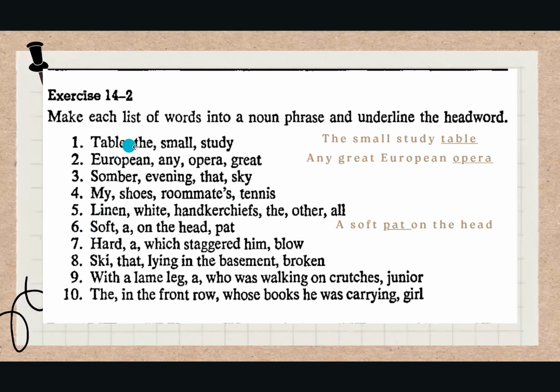For example, this one should be written as follows: the small steady table. And also we need to underline the head here, which is table. Also number 3, a European opera great, just doesn't make sense. We need to rewrite it: any great European opera. Opera is the head.